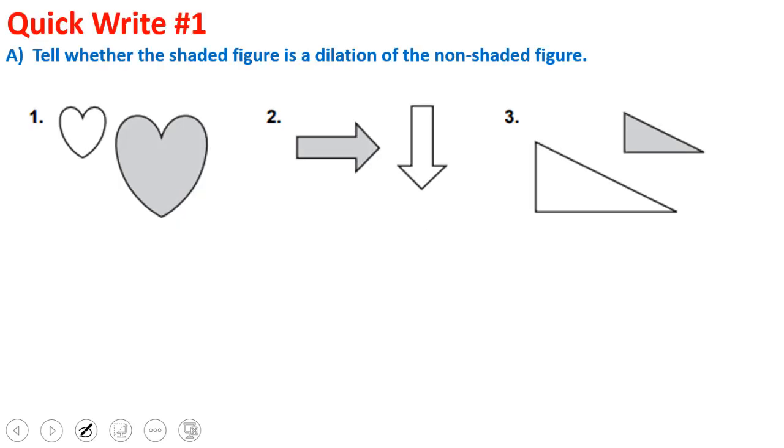Tell whether the shaded figure is a dilation of the non-shaded figure. I gave you copies of these to put in your notes. You can finish your quick write. When you do, have a quick snack, a quick break, talk to your mama about what you're learning, and come back and see me for video number 2.